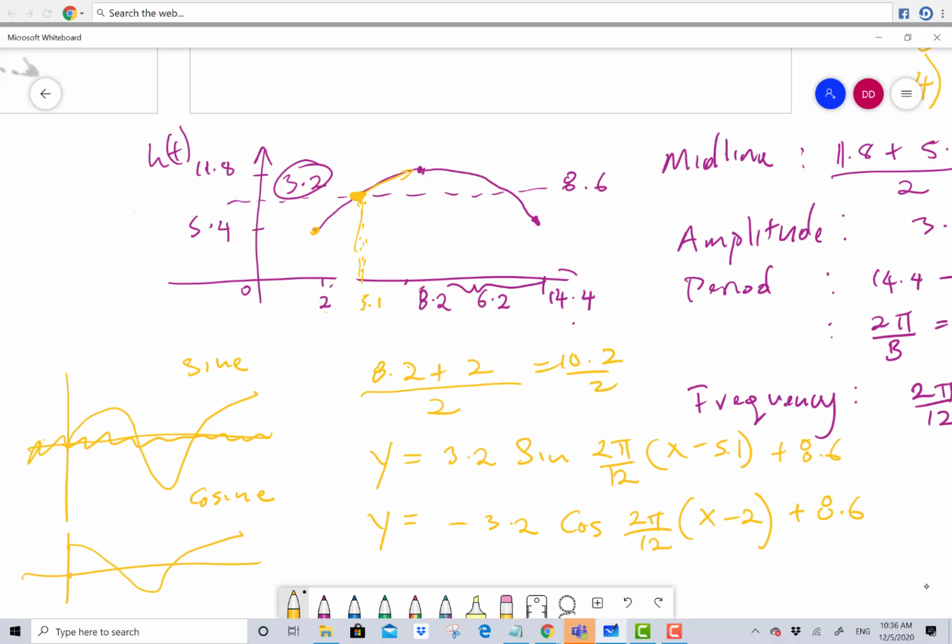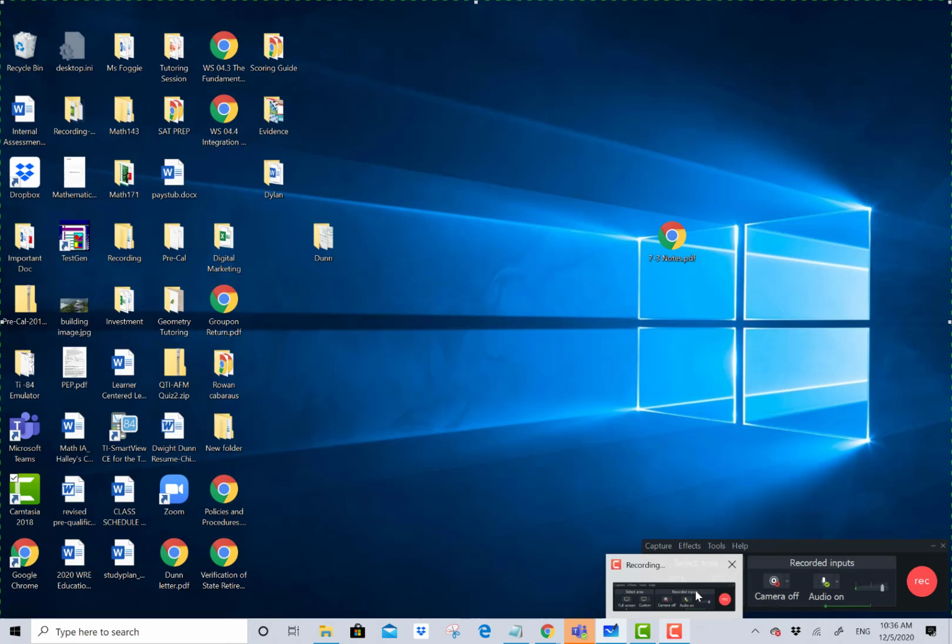Now, I want to verify if these equations actually make sense, or if these equations actually work. To do that, I'm going to throw these equations into Desmos and see if they're modeling the same graph. So real quick, let's do that.